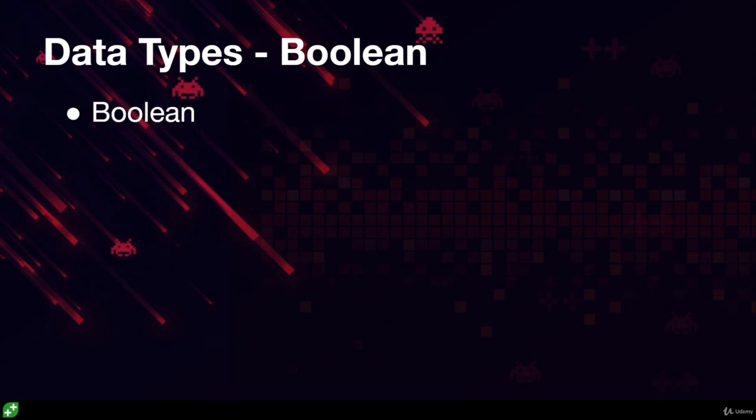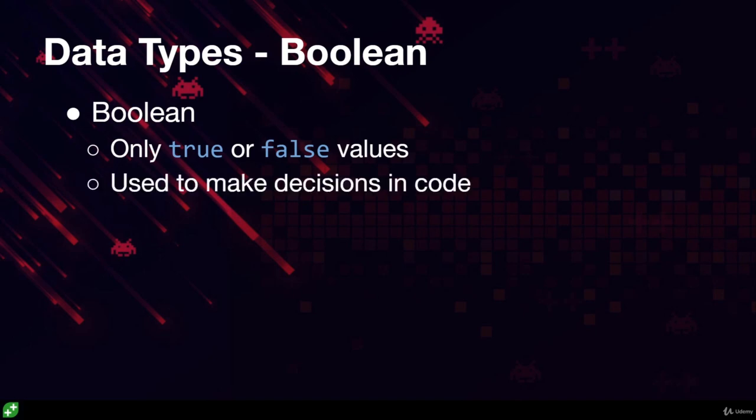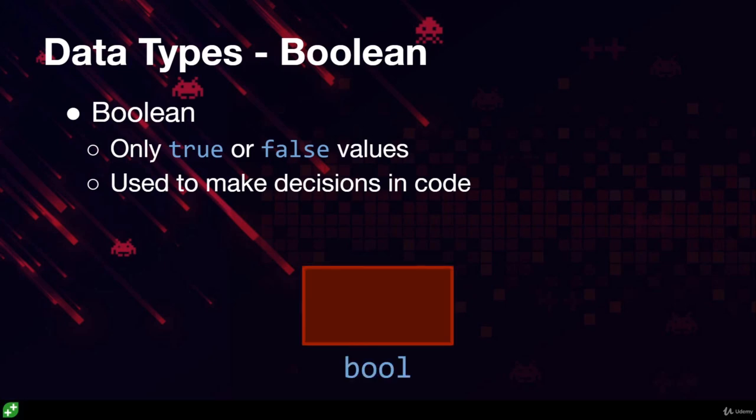Some types are more limited in the values that they can hold. The Boolean type has only two choices for the values it can hold. Those choices are true or false. Booleans are used to make decisions in our code. Now the type keyword for Boolean is bool. So if you create a variable that has the type bool, you can only store the value of true or the value of false in that variable.